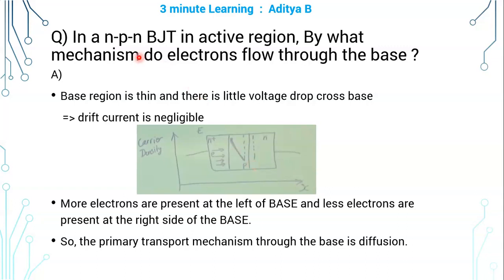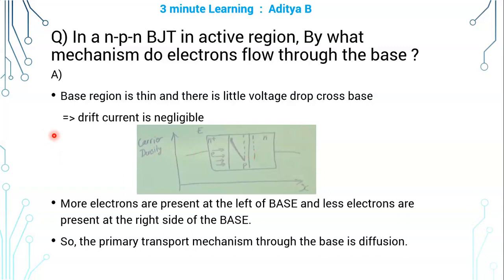The question is, by what mechanism do the majority carriers in the emitter, that is electrons in the emitter, flow to the collector via the base? Either the drift mechanism or the diffusion mechanism. There are two mechanisms of charge conduction in semiconductors, drift and diffusion, whereas in metals, that is conductors, there is only one mechanism, drift.